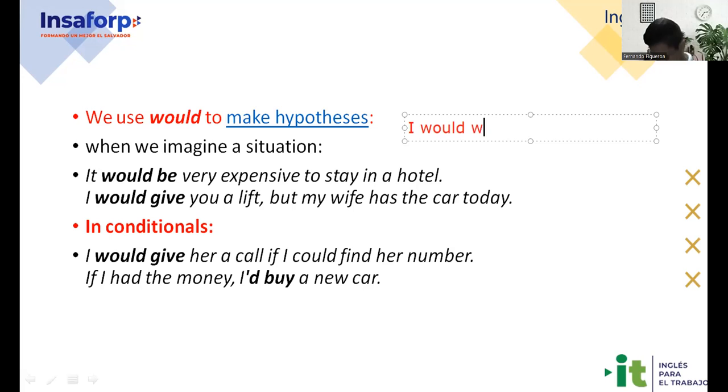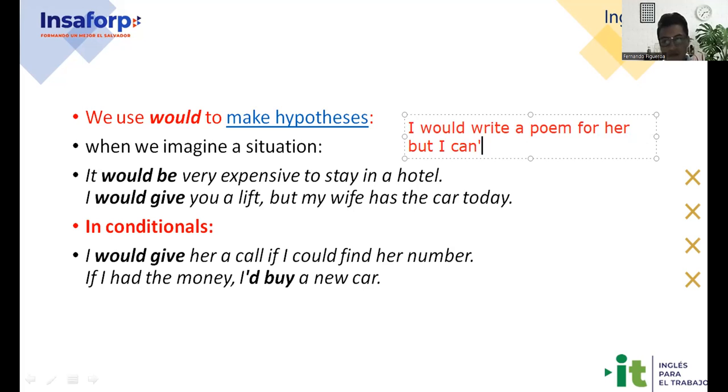Es parecido. Ok. Entonces, cuando hablamos de hipótesis, también podemos utilizarlo. Una situación imaginaria: te ayudaría, o I would write a poem, let's say, for Harry, but I can't, so I don't have the ability to do it, right? Escribiría un poema, escribiría. Todo eso quiere decir que este would más un verbo en forma base son esos verbos que terminan en iría: yo escribiría, comería, viajaría.